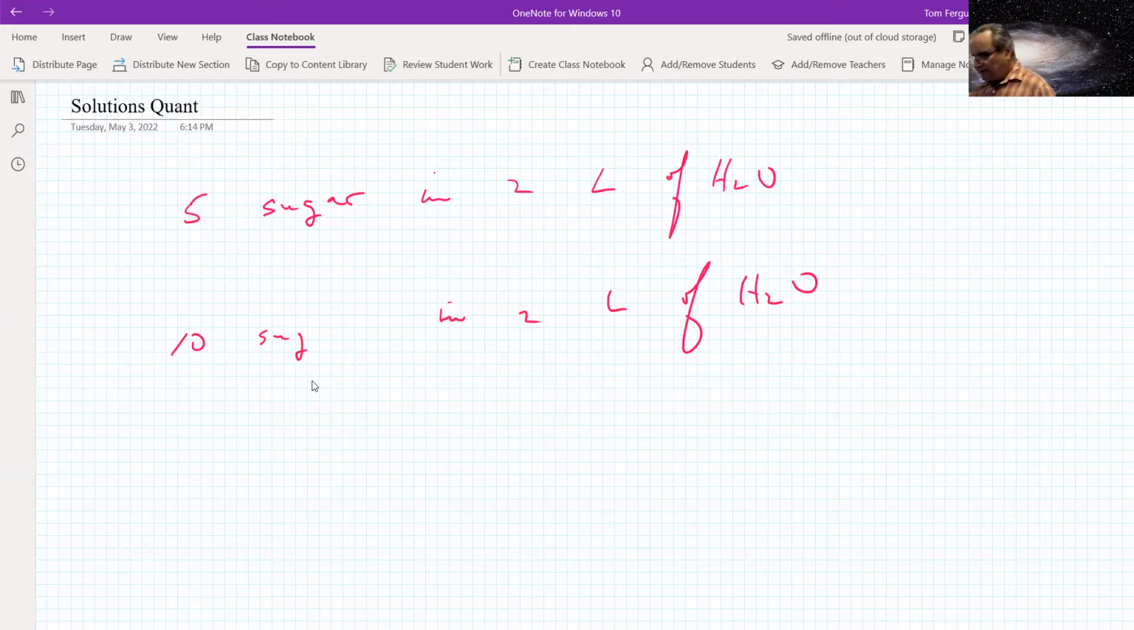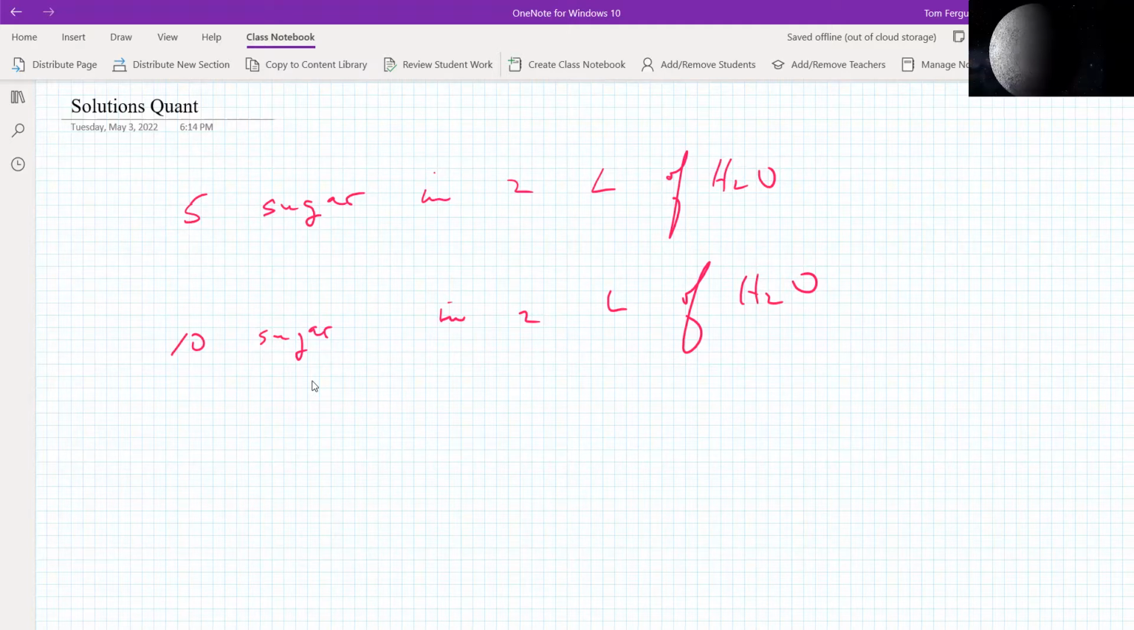What's the difference between these two? You've got a 2-liter beaker of water with 5 sugar molecules in it versus another beaker of water with 10 sugar molecules in it. What's the difference between these? Which is sweeter? Which is more concentrated? Or more sugar?